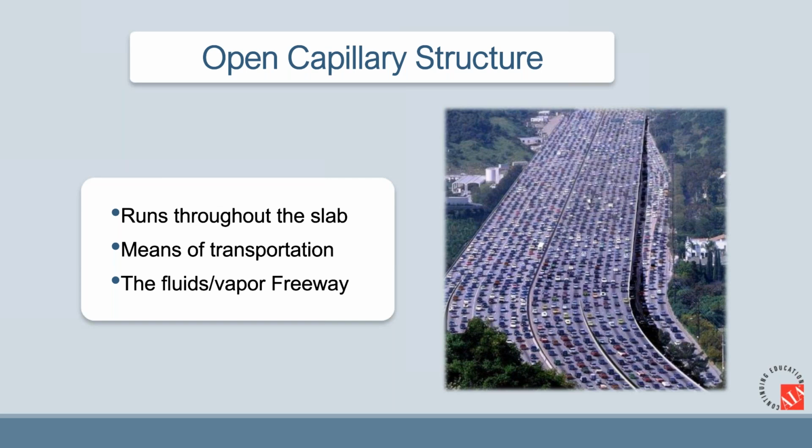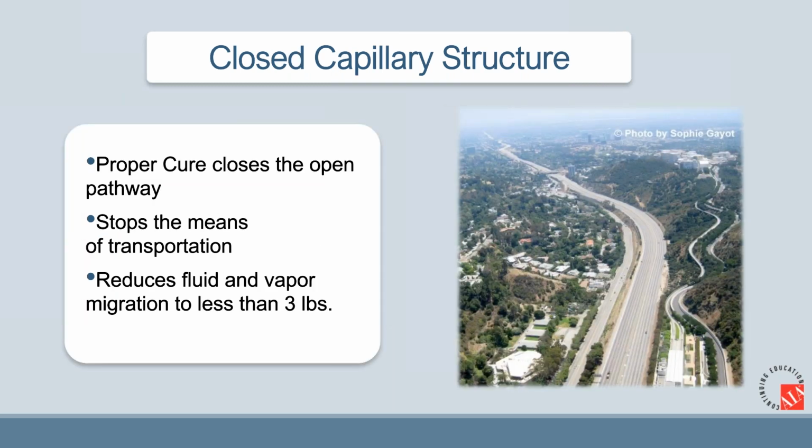But the reality is we want to take this and we want to minimize it. We want to reduce it. We want to shrink it down to something controllable. We want to take the same freeway and we want to shut it down. We want to close it off. We want to stop the means of transportation because, again, if the concrete doesn't have high permeability, none of the symptoms will present and none of the problems that you currently see with flooring will ever happen. And we can do that and we can measure it. And that's the trick, being able to get it down to something less than 3 pounds. You'll never shut it off completely, but you can reduce it to a controllable level.